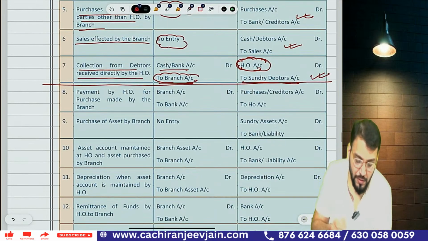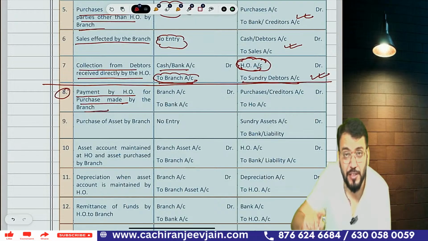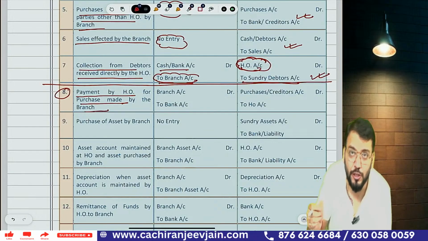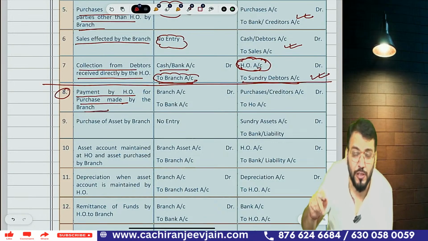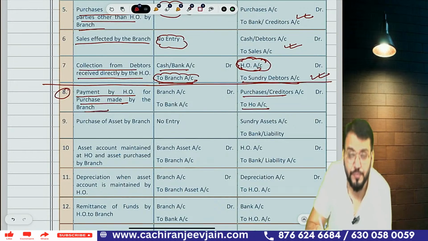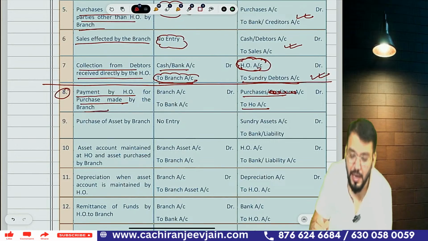Yes, sir. Now, coming to the next point, payment by HO for the purchase made by branch. Now, it is the purchase of what? Branch. So purchase account debit, but it is paid by HO. So they will say purchase account debit to HO because the amount is payable to HO. What journal entry in the books of head office?